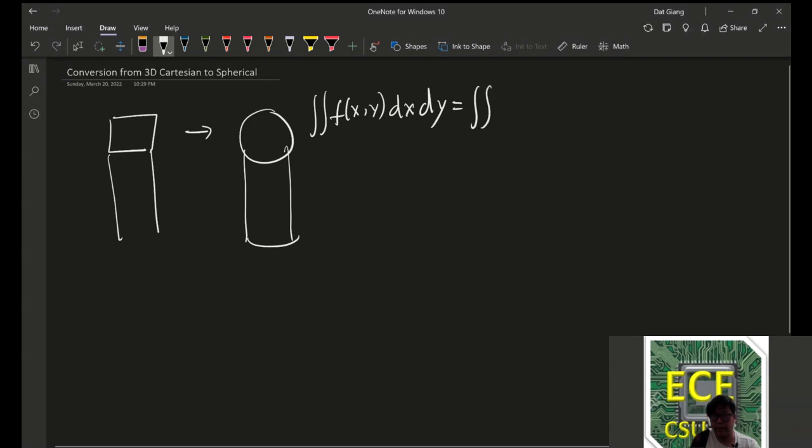equal to the double integral of f of r cosine theta, r sine theta, times r dr d theta. And this was from 2D Cartesian to polar. For 3D Cartesian to cylindrical, it was given by this formula.